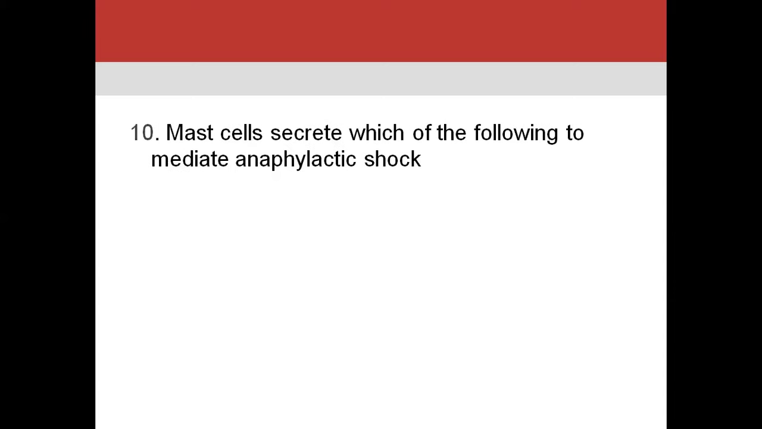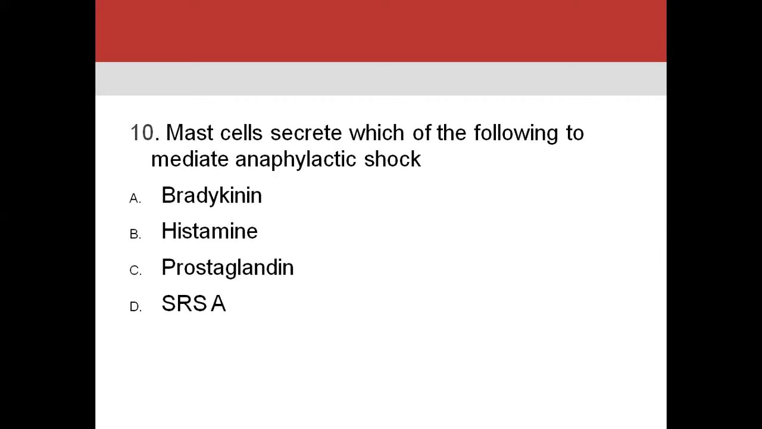Next question, mast cells secrete which of the following to mediate anaphylactic shock? Anaphylactic shock is a type 1 hypersensitivity reaction. Option A, bradykinin; option B, histamine; option C, prostaglandin; and option D, SRS-A. Here, the right answer is histamine. Histamine is released by the mast cells. It is most important in human anaphylaxis.